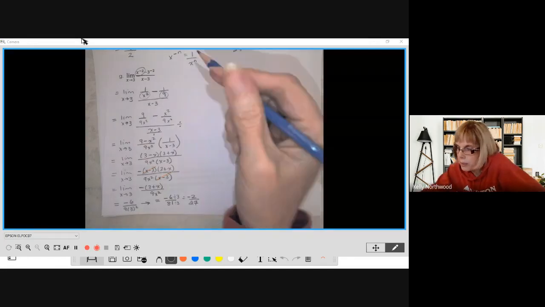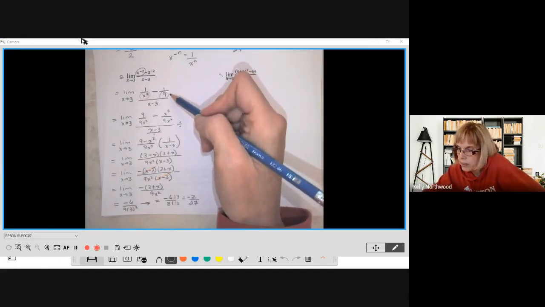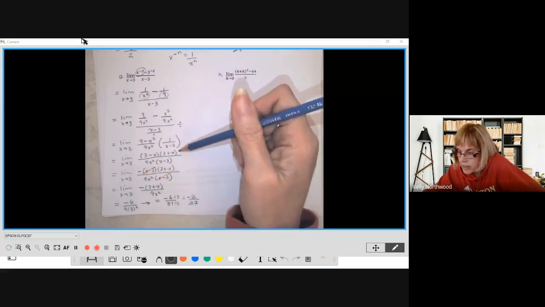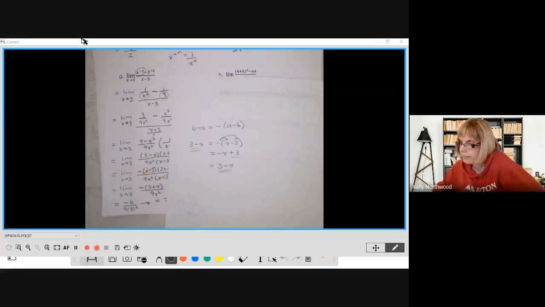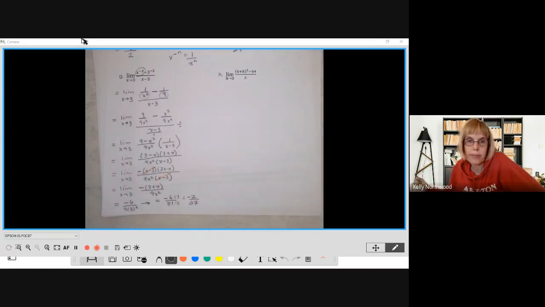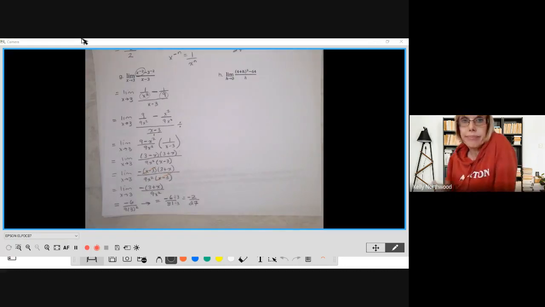So that was a tricky one. That one, we needed a common denominator. We needed a factor. We needed to use this identity so that we could divide out and then finally substitute. And we had to reduce our fraction in the end.